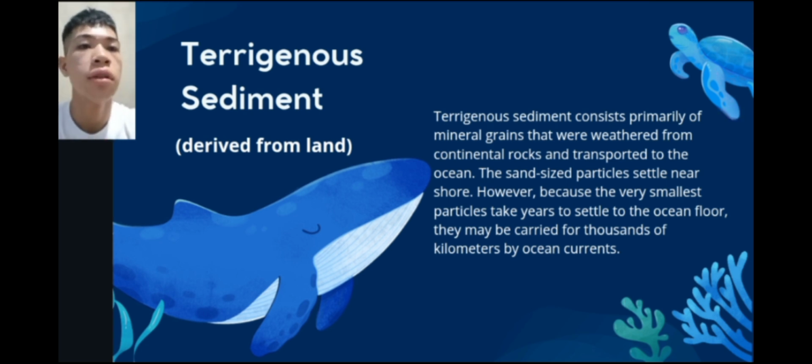Heterogeneous sediment consists primarily of mineral grains that were weathered from the continental rocks and transported to the ocean. The sand-sized particles settle near shore. However, because the very smallest particles take years to settle to the ocean floor, they may be carried for thousands of kilometers by ocean currents. So heterogeneous sediment is deep sea sediment transported to the ocean by rivers and wind from the land sources.